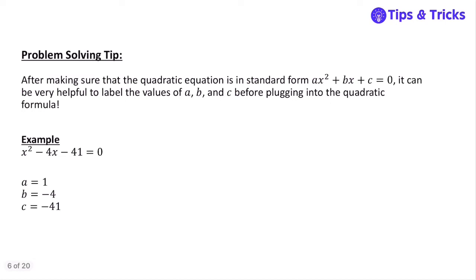Just an important problem-solving tip. After making sure that your equation is in standard form, ax squared plus bx plus c equals 0, it can be very helpful to write out the values of a, b, and c before you plug into the formula, because there are a lot of negative and positive signs floating around, and it's good to keep track of them. For example, in this problem, we have x squared minus 4x minus 41 equals 0. And remember, if we don't have a coefficient in front of x squared, that's just a 1. So that's our value of a, negative 4 is our value of b, and negative 41 is the value of c.